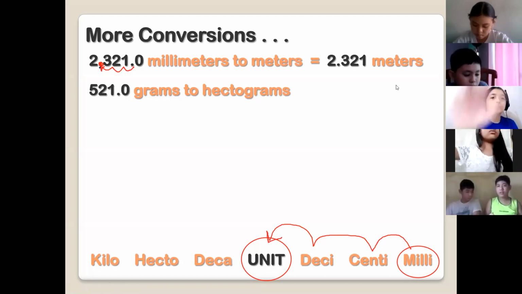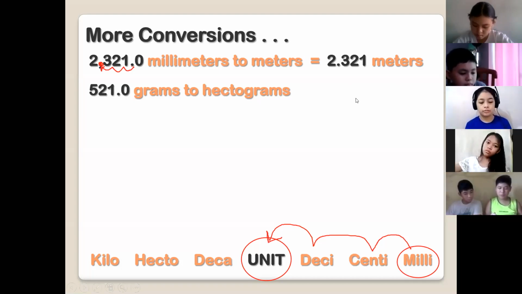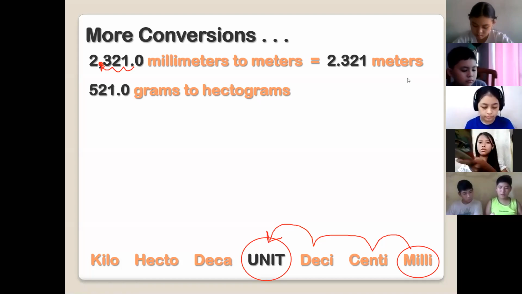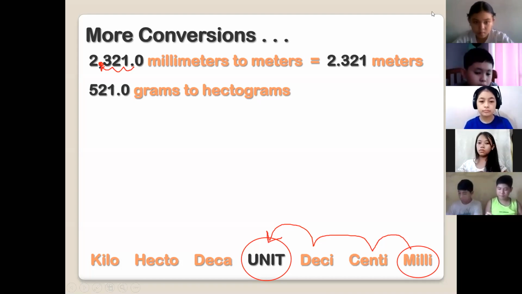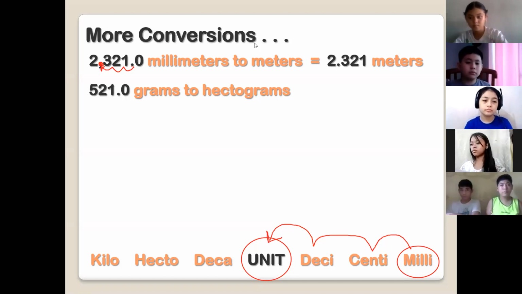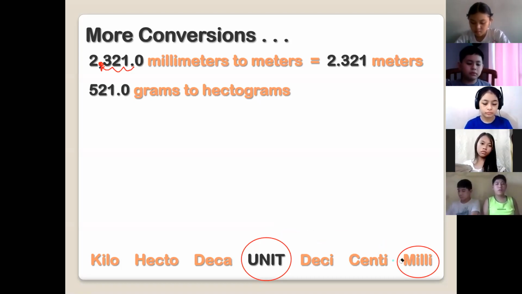Rohan, do you have an answer? Rohan chatted his answer, and that is 5.21 hectograms. Let's see if that is the answer. I'm not saying you're wrong, nor am I saying you're right. Let's try to erase this first.